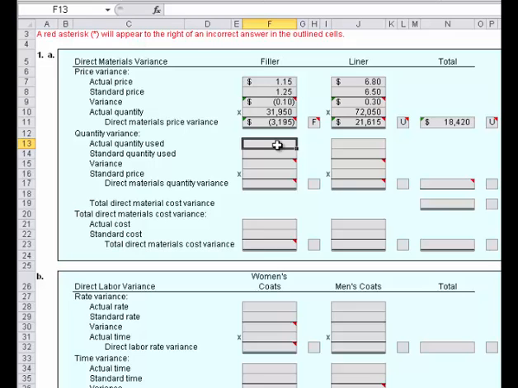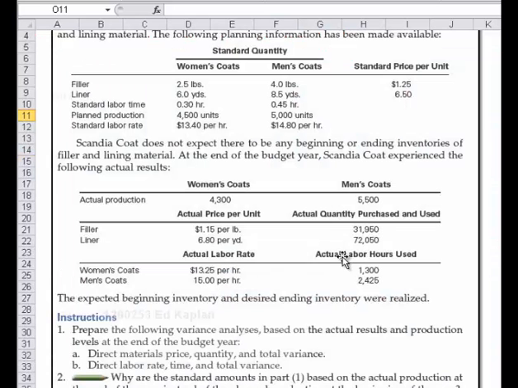Okay, then to tackle the quantity variance, we know that the actual quantity was the 31,950 given there, and the actual quantity here is the 72,050. The standard quantity used was, let me go over here, they don't give that to us directly, so we need to calculate that.